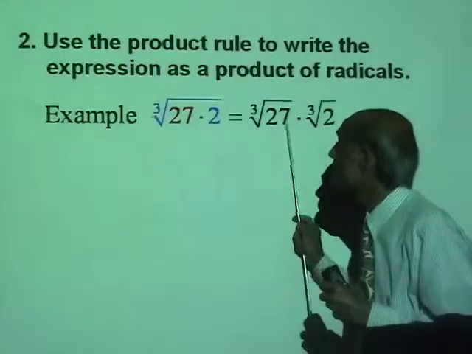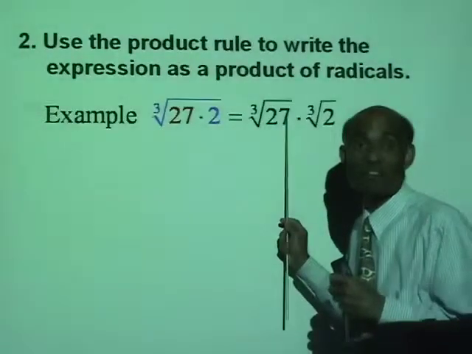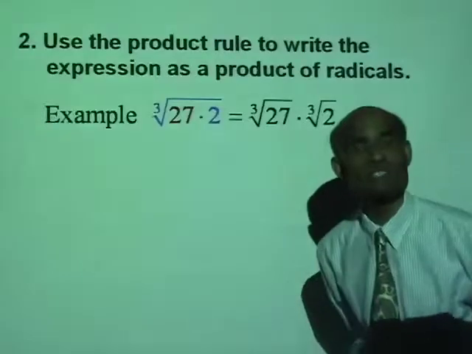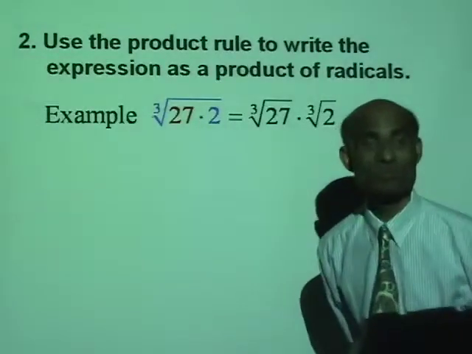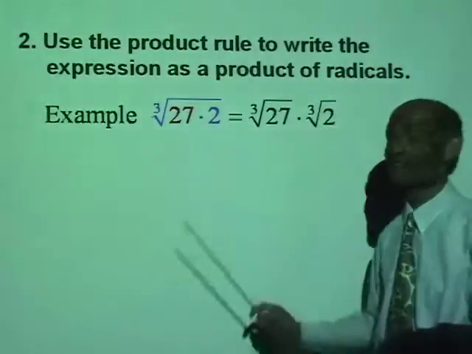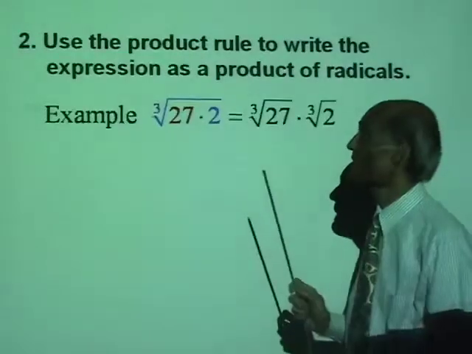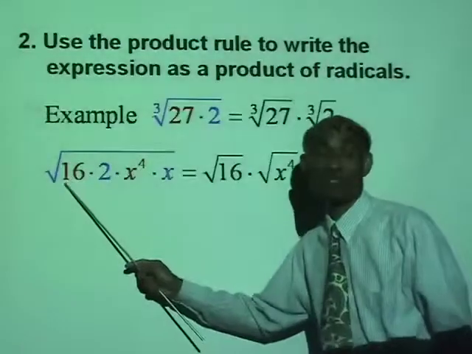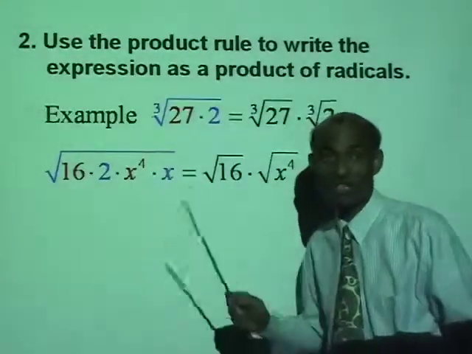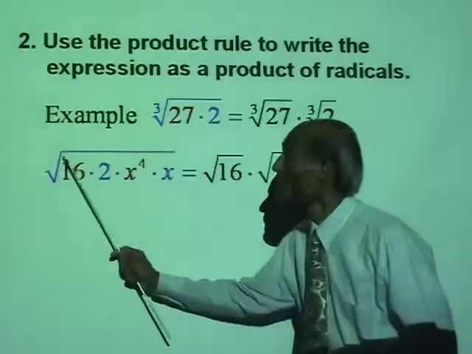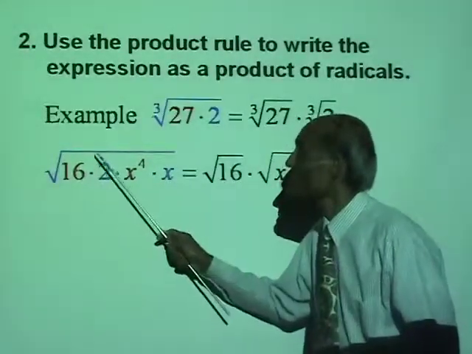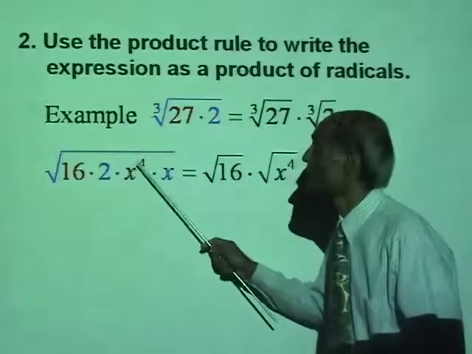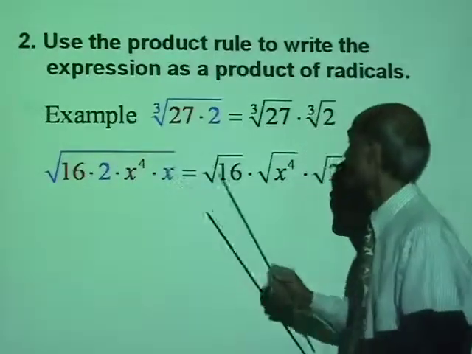Cube root of 27 can be evaluated. What is cube root of 27? Cube root of 27 is 3. So this can be easily simplified. And look at this one, which we did in the earlier slide. Square root of 16 times 2 times x to the power of 4 times x.